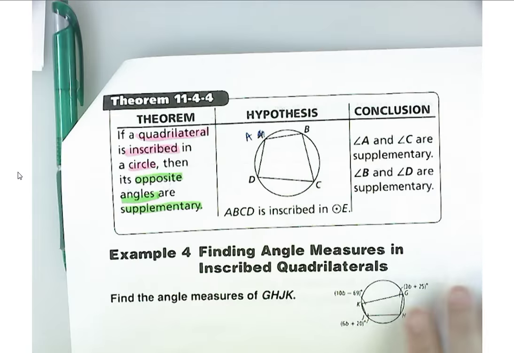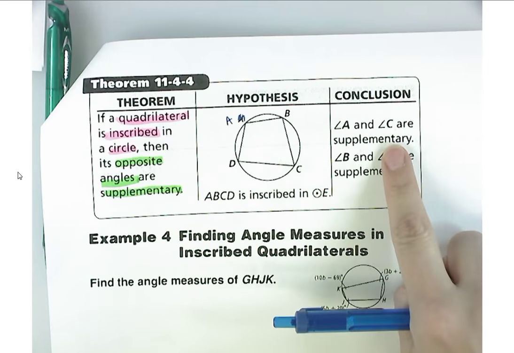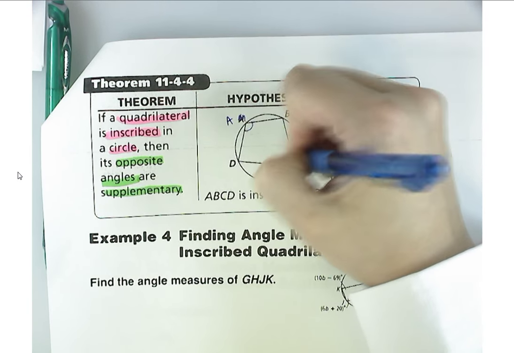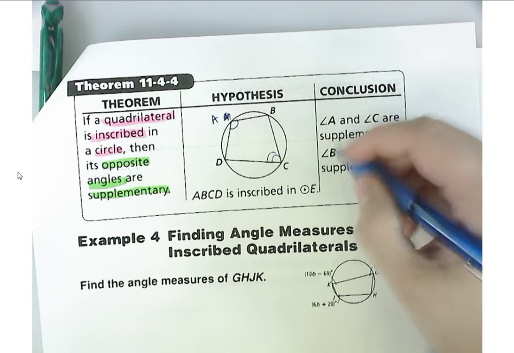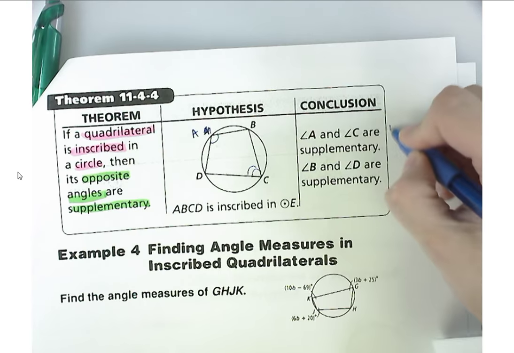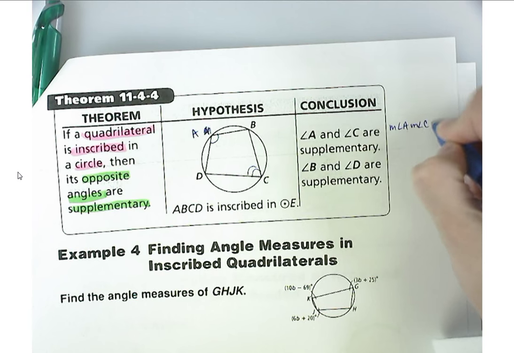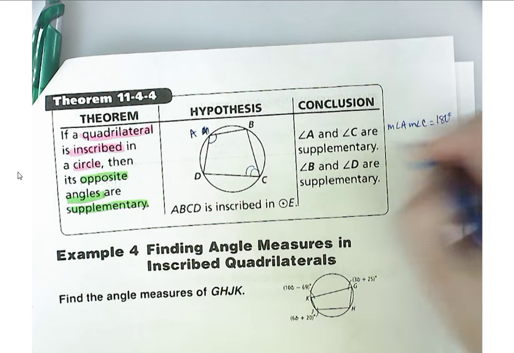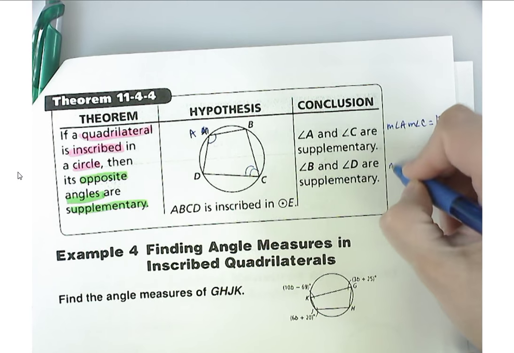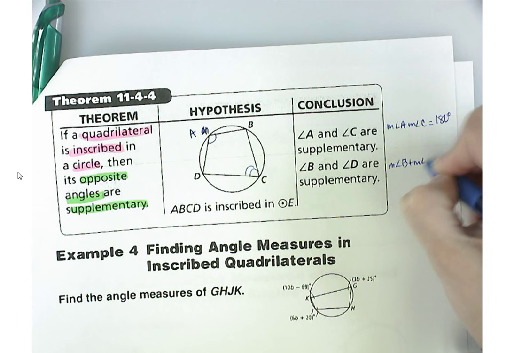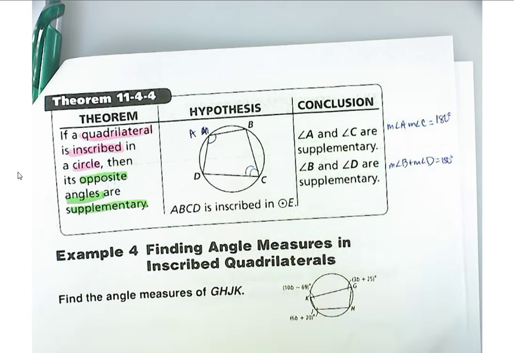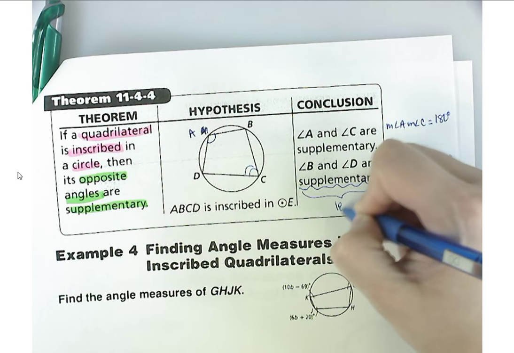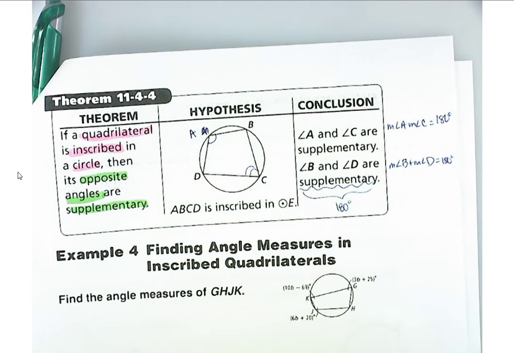So angle A and angle C are supplementary. That's what they mean by opposite angles. So the measure of angle A plus the measure of angle C would have to equal 180. And the same thing is true for B and D. The measure of angle B plus the measure of angle D is also 180 degrees, because when they're supplementary, together they equal 180.